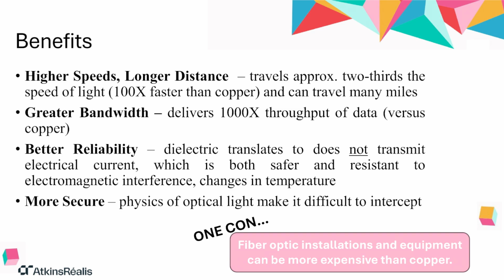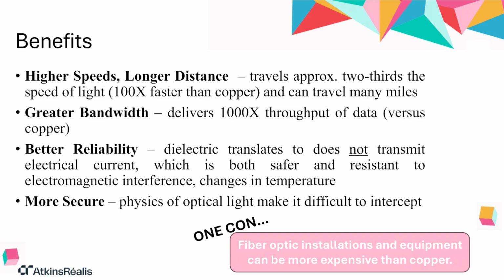Sounds almost perfect. You mentioned earlier there's a downside, though. Yeah, there's always a trade-off, right? The main one is cost. Fiber optic cable itself, the specialized equipment needed to transmit and receive the light signals, the connectors, the splicing, it's often significantly more expensive upfront than installing copper. The installation also requires more specialized skills and tools, so the initial investment can be higher.